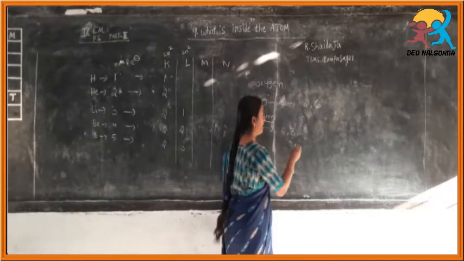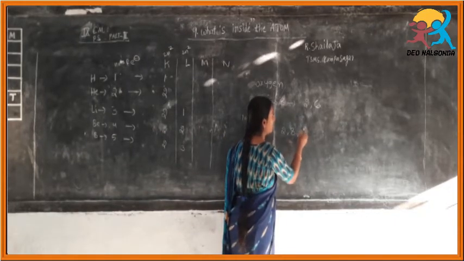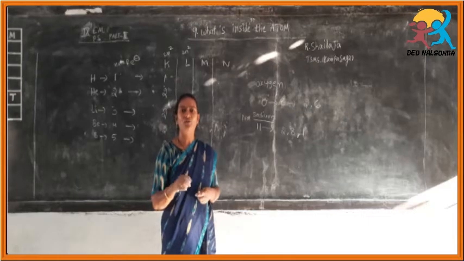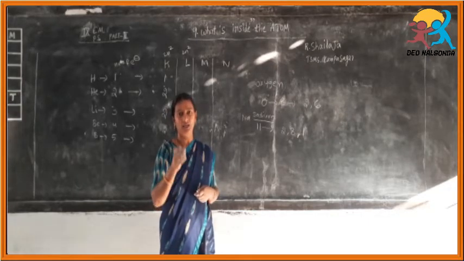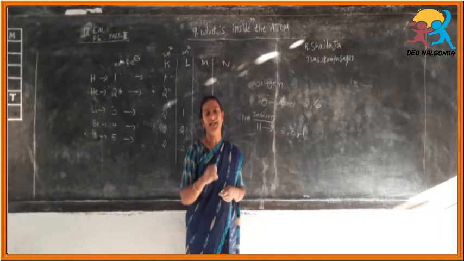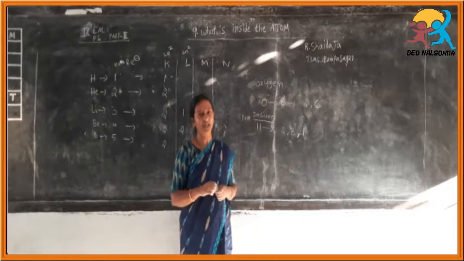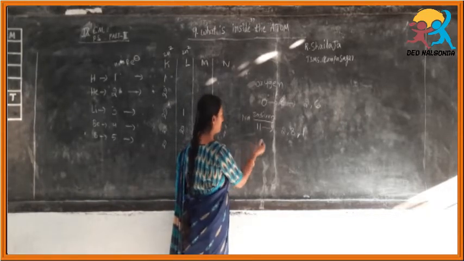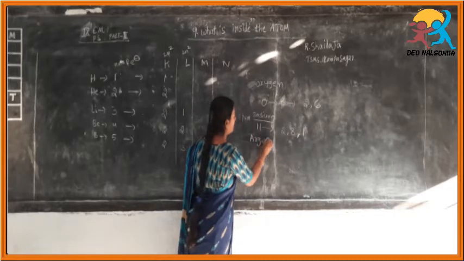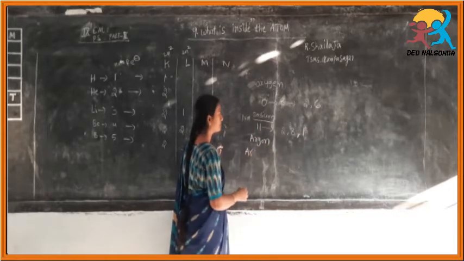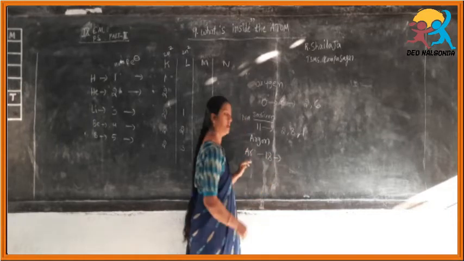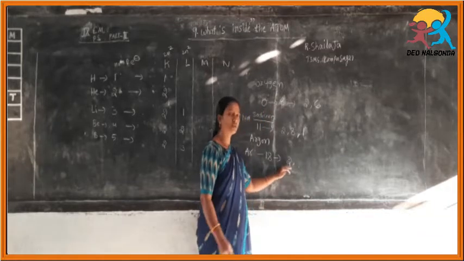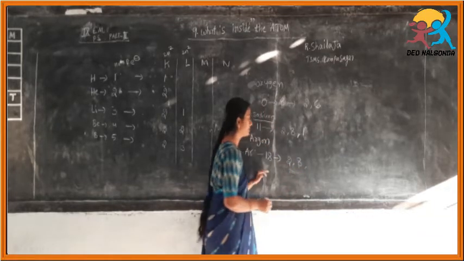So the 11th electron enters the next shell. The last electron enters the third shell: 2,8,1. This represents 3 shells: 2 electrons in the first shell, 8 electrons in the second shell, and 1 electron in the third shell. This is simply the electronic configuration. Now suppose you see argon. Its symbol is Ar, its atomic number is 18, and it has 18 electrons. First shell 2, second shell 8.